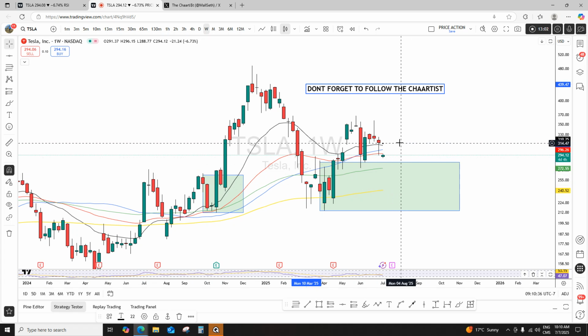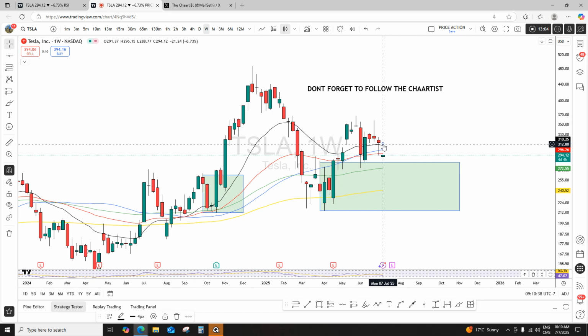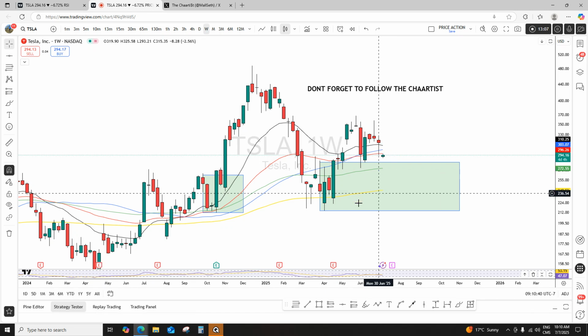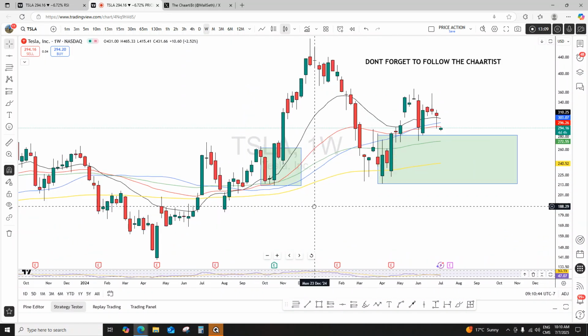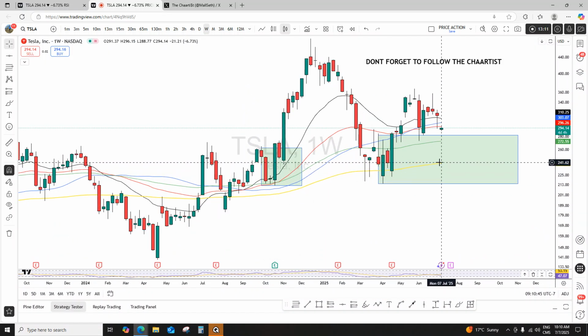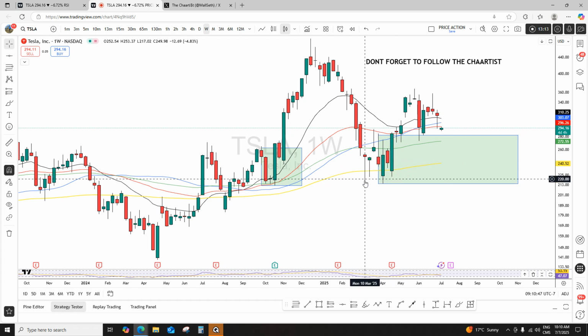Even if you know me and you're following me, you should not trust me. Why are you trusting me? I'm telling you openly. Look here, EMA 200. Look how it is acting as a support. But look at the dollar value. It comes from 252 to 218.